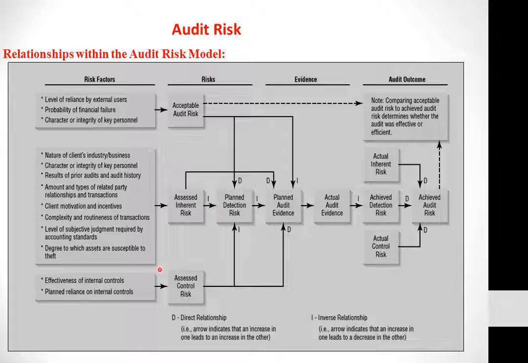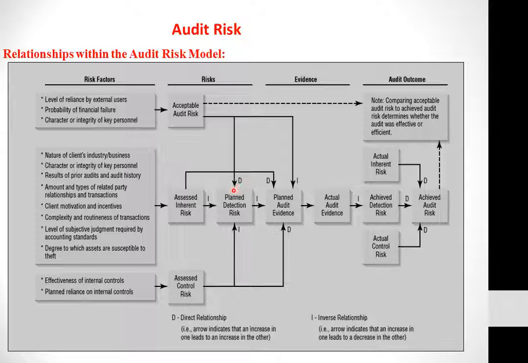Okay, the relation between control risk and detection risk and audit evidence. Control risk has an inverse relationship with detection risk. This means if the control risk level increases, then the planned detection risk level is going to decrease, and if the level of control risk decreases, the planned detection risk level is going to increase.